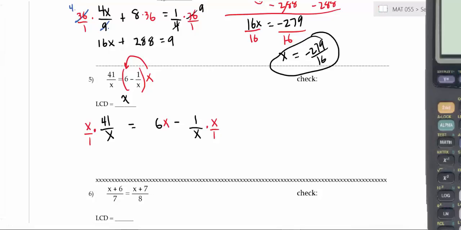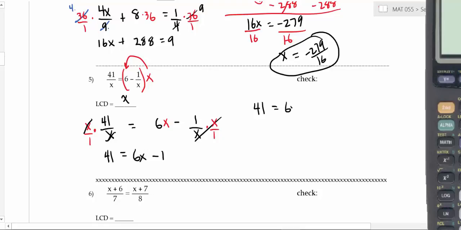Okay, now cancel stuff out. That's going to be 41. This is going to be 6x minus 1 like that. That's the key, to get that on your paper, and then you can solve the equation.